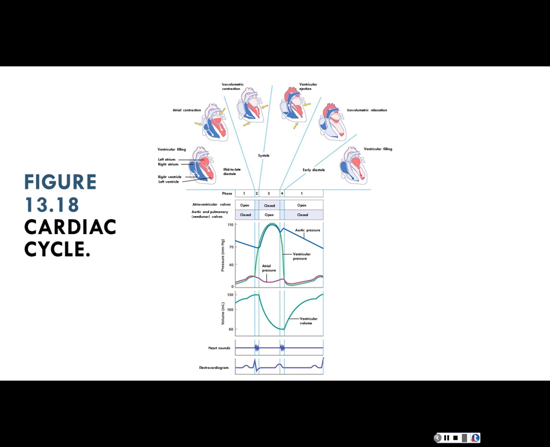So the first box is the AV valves. And so we're going to correlate the valves. The first row is the AV valves. The second valves would be the, you just say semilunar.